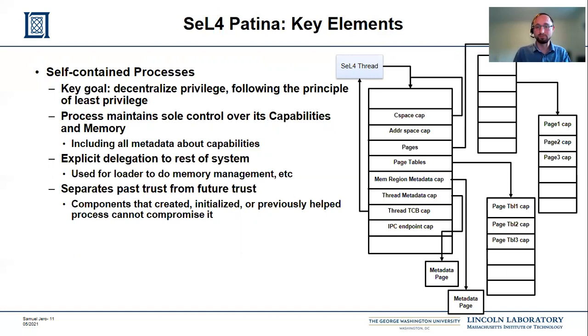In contrast, self-contained processes have the process own that information and have to explicitly delegate it to the rest of the system. And what this is really doing is separating past trust in other components from future trust. For instance, that memory management code has to be trusted to set up the process right. But if you never access it again in a self-contained process system, it never has to be trusted after that point. Now, self-contained processes are very strong, and we do have some ways to deal with malicious processes in here, but I'm going to have to refer you to the paper for those details.